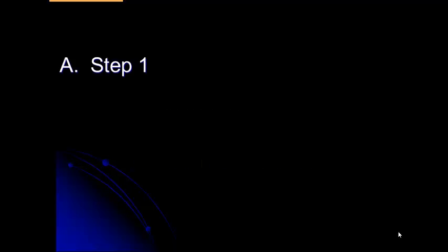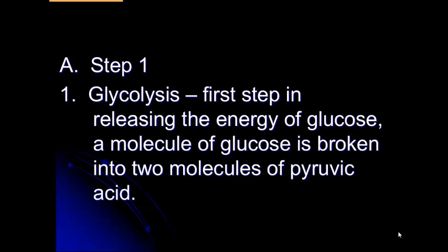Cellular respiration has multiple steps. Everybody starts with the same step, though. Step number 1 is always going to be glycolysis. Now, we've seen the word lysis before. It means to cut, like hydrolysis. Glycolysis is going to deal with glucose, and it's going to cut glucose.